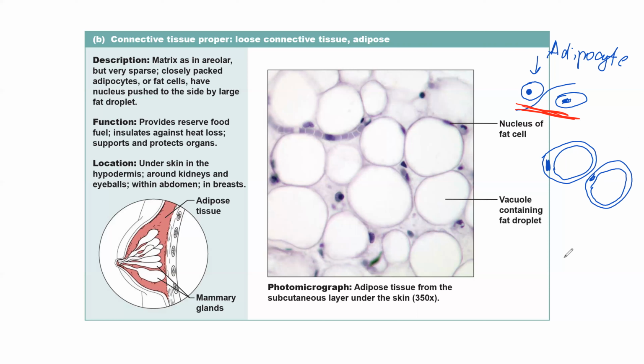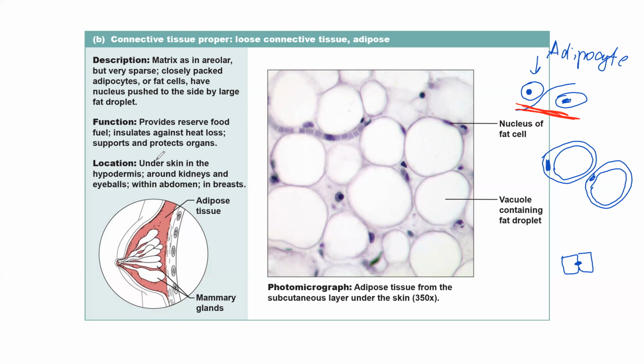In epithelial cells, you really have junctions between cells. They are connected. Adipocytes are not connected. There is still matrix between them, but now we have less matrix because cells just grew large. Now, what is the function? Provides reserve food fuel. You store a lot of fat, triglycerides, inside. Insulates against heat loss, supports and protects organs. And location would be under the skin.